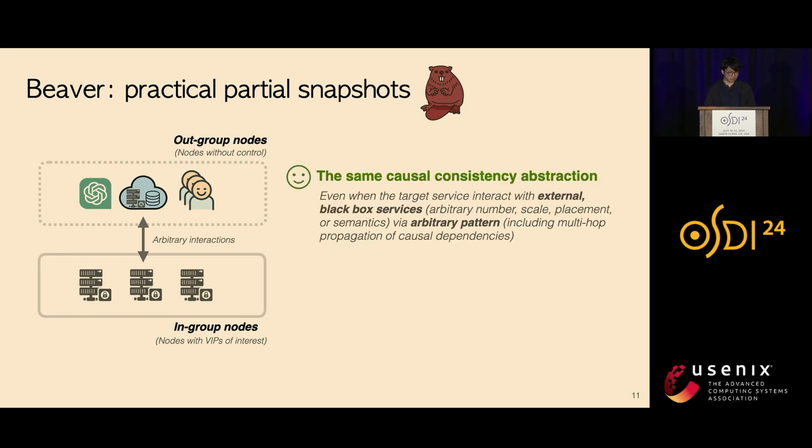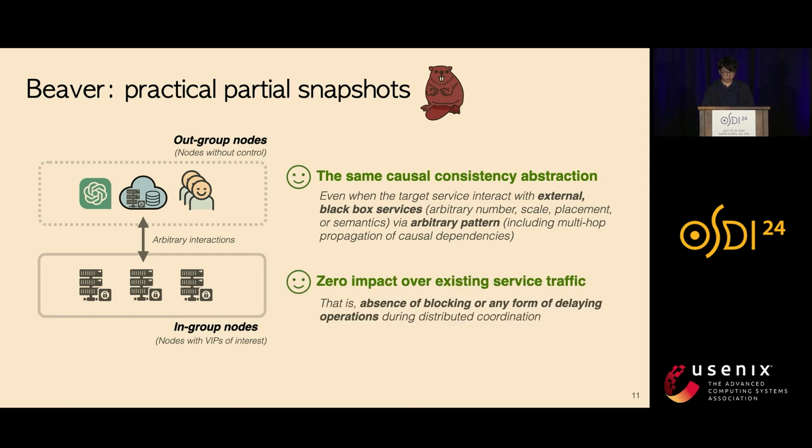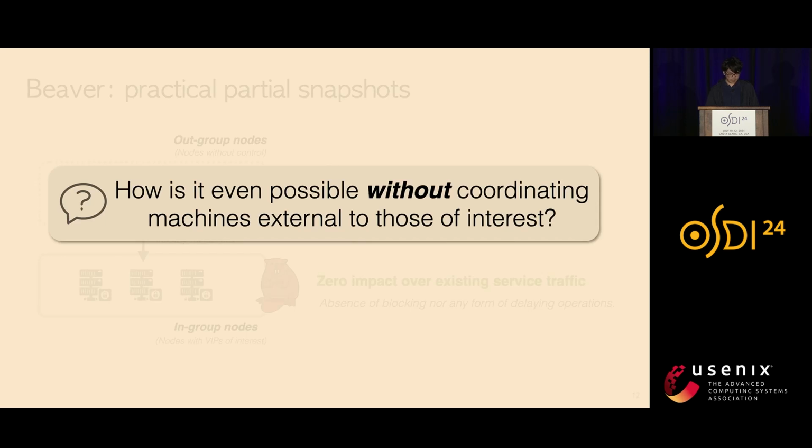Beaver basically provides services the same abstraction as classic snapshots, while extending the guarantee to cases with an arbitrary set of external machines. Besides, Beaver achieves it without any blocking operations, such as buffering or delaying user packets. At first glance, this seems to be an infeasible target because we have no control of external machines, but also we have this non-blocking requirement. The external interaction can basically break the guarantee in arbitrary ways. Then how is it even possible?